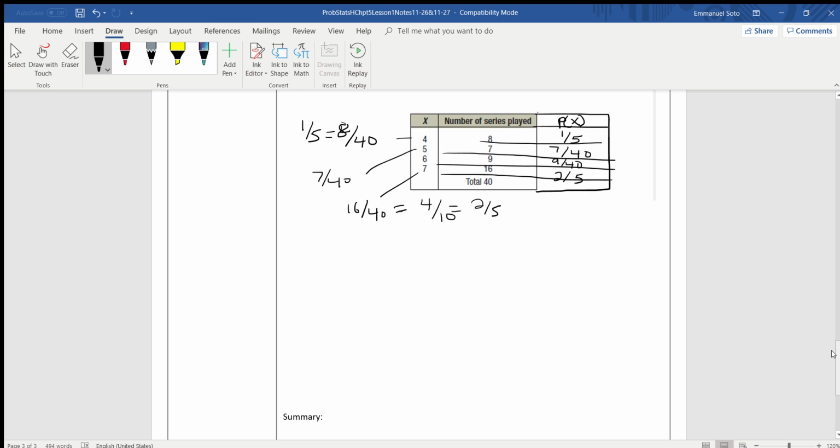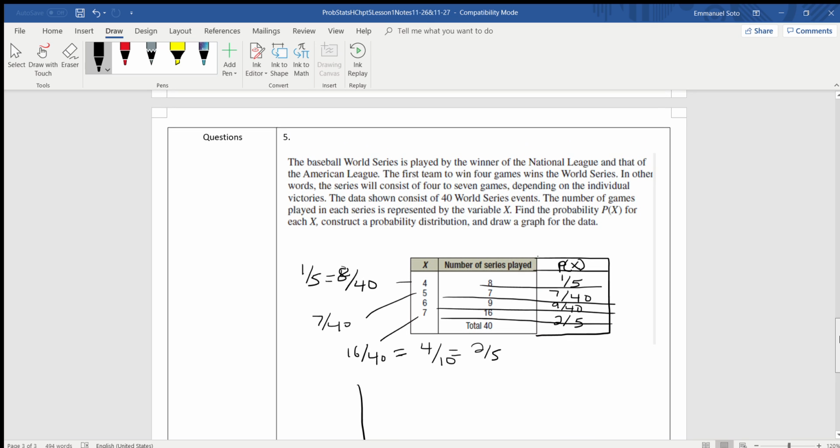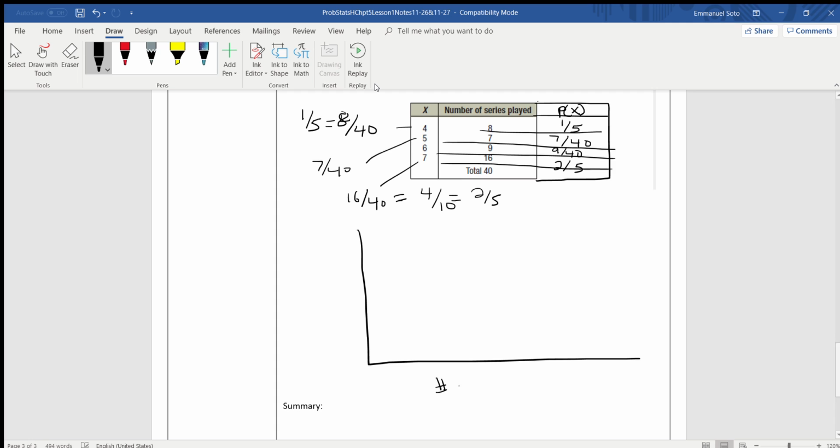Okay, so in this case, that random variable x stands for the number of games played in each series. Okay, so number of games played in each series. Alright, so we have 4 games, or 5, or 6, or 8. Or I'm sorry, or 7. I don't know where I got 8. So that should be 7.